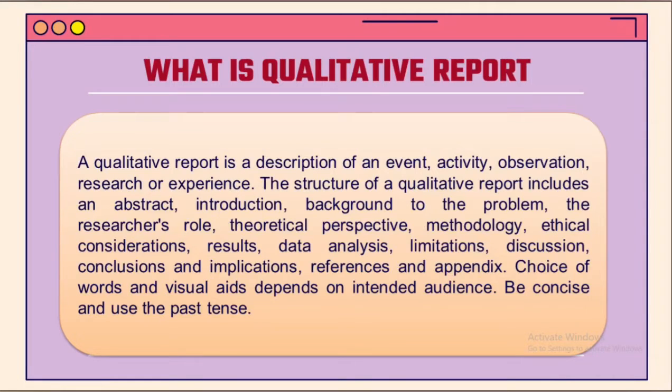The structure of a qualitative report includes an abstract, introduction, background of the problem, the researcher's role, theoretical perspective, methodology, ethical considerations, results, data analysis, limitation, discussion, conclusion and implication, references, and appendix. Choice of words and visual aids depends on intended audience. Be concise and use the past tense.